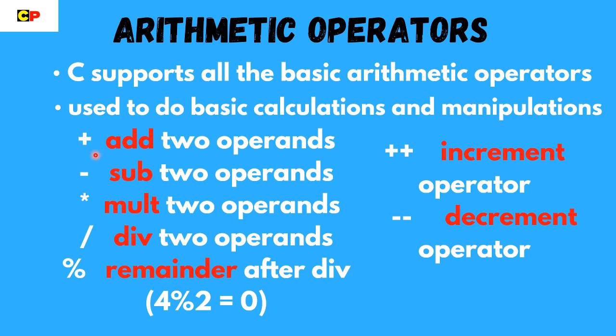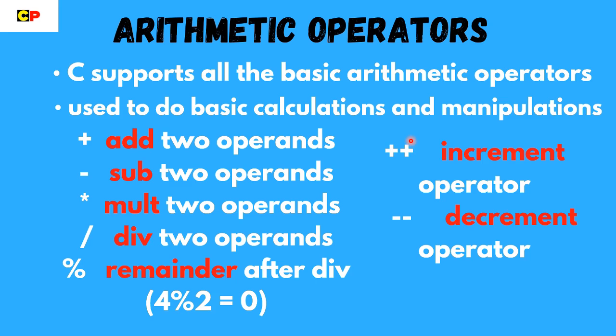The arithmetic operators are for adding two numbers, subtracting two numbers, multiplying two operands, and dividing two operands. The percent sign is used to find the remainder when something is divided by something. For example, if you divide 4 by 2, you will get a remainder of 0. So if you want to find a remainder, then you must use this percent operator. Now these are something new for us: the increment operator and the decrement operator.